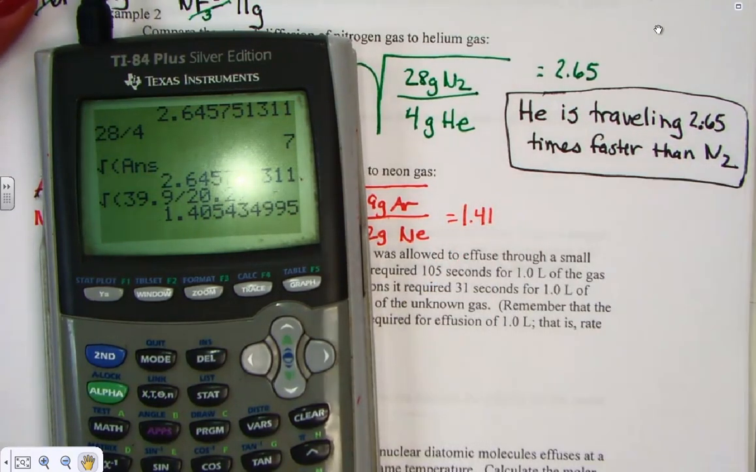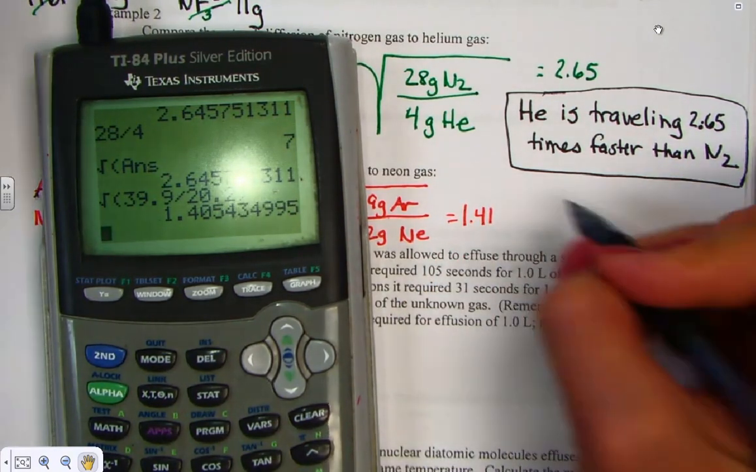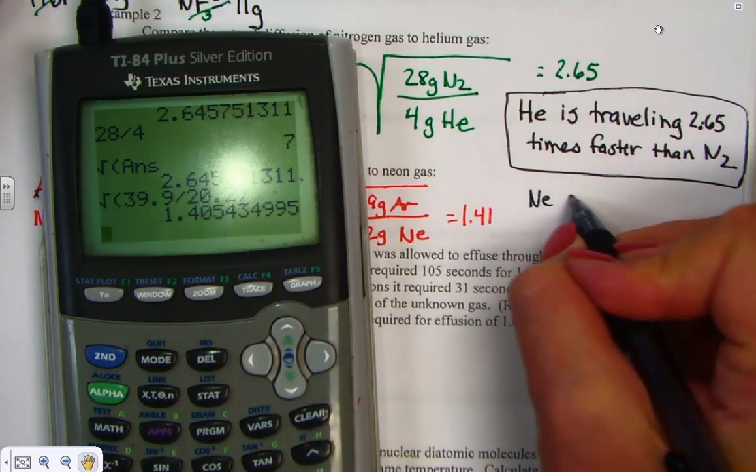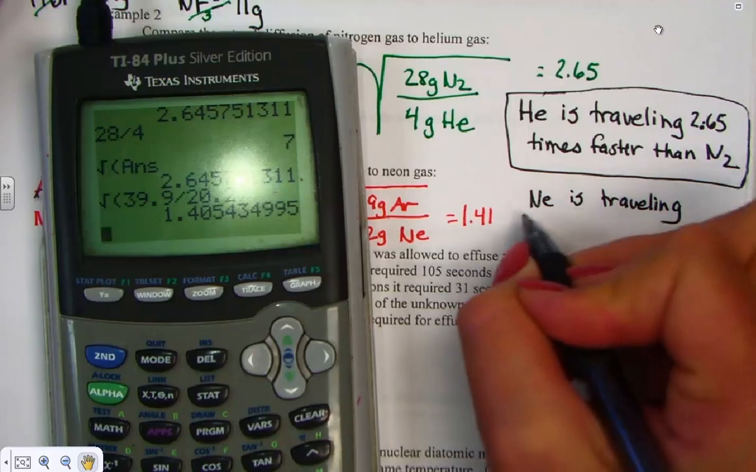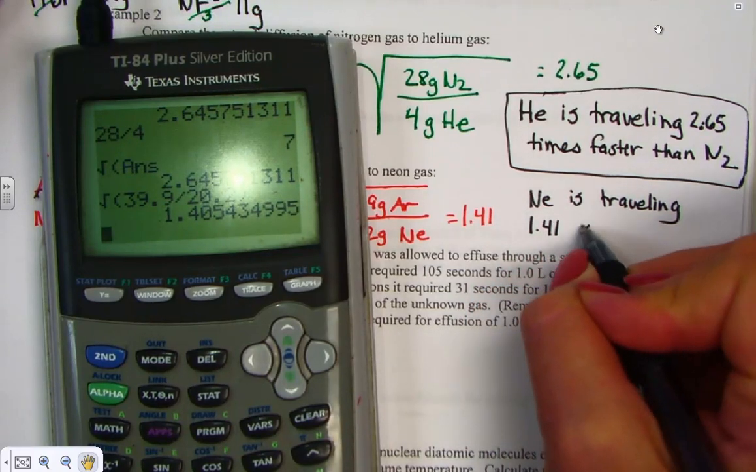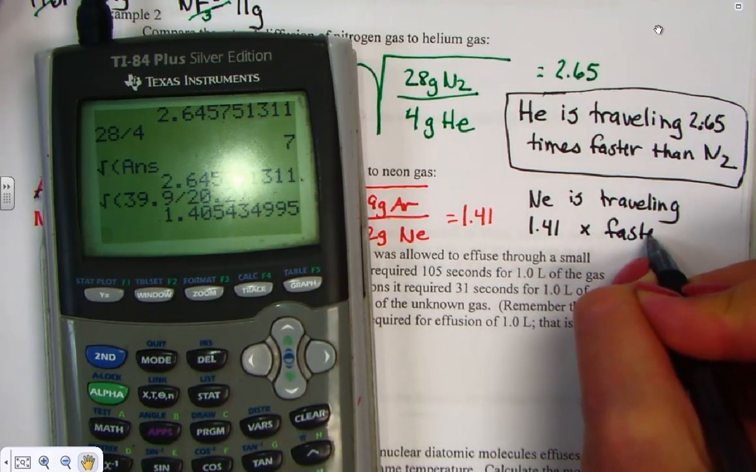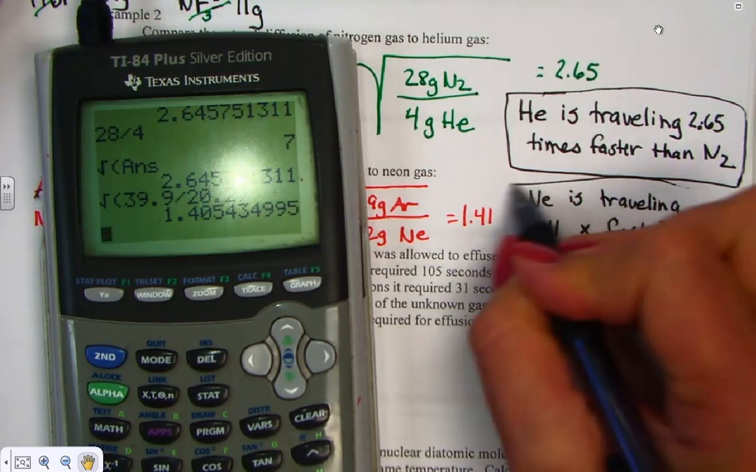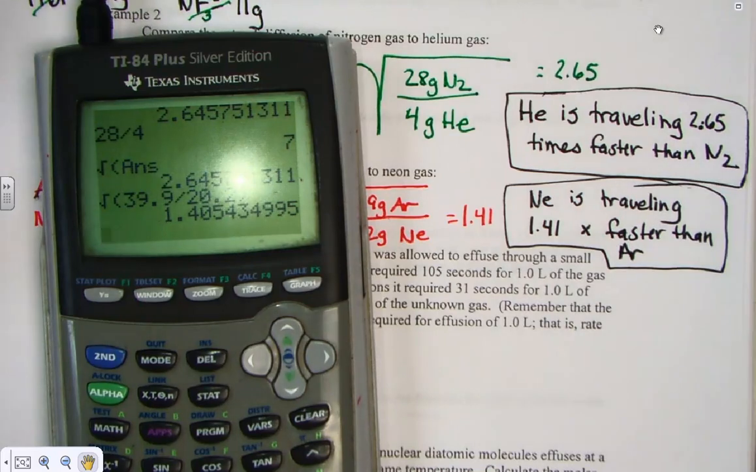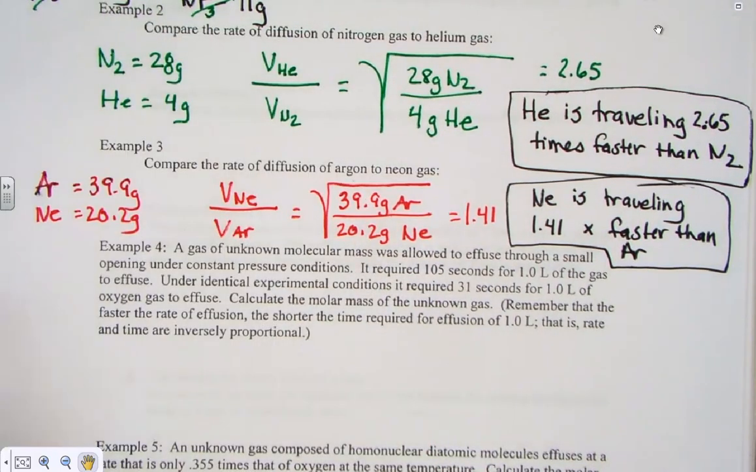Now in a sentence, write out what that number means. We know that neon is traveling 1.41 times faster than the heavier gas of argon. Now in a sentence, I know you know what that number is standing for.